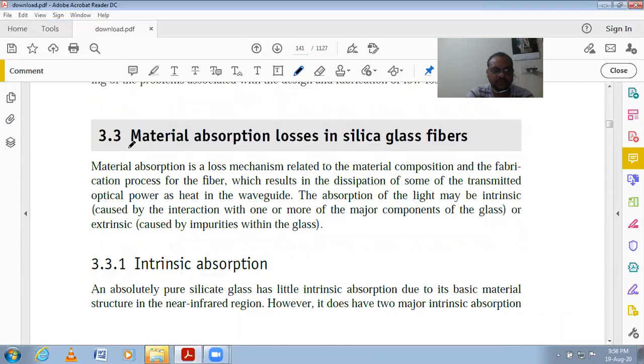Now the second important parameter or loss in optical fiber communication is absorption. Material absorption is a loss mechanism related to the material composition and the fabrication process for the fiber, which results in the dissipation of some of the transmitted power as heat in the waveguide. The absorption of light may be intrinsic or extrinsic. Intrinsic means caused by interaction with one or more major components of the glass, or extrinsic, caused by impurities within the glass.